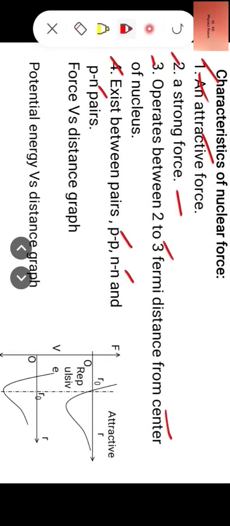The force versus distance graph. Here you have the force versus distance graph, and potential energy versus distance graph can be drawn as shown. Here you can see for R0 potential energy is maximum because R0 is the distance of closest approach of the two nucleons, where repulsive force dominates.